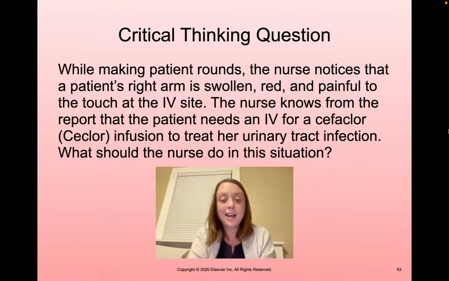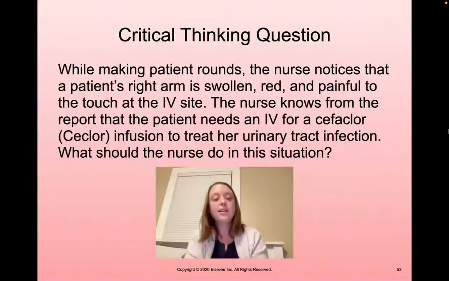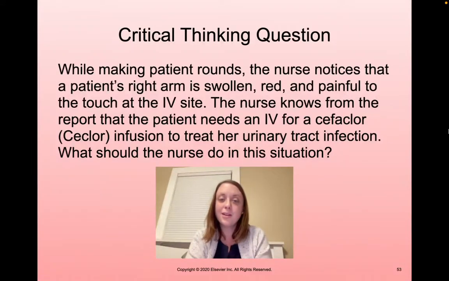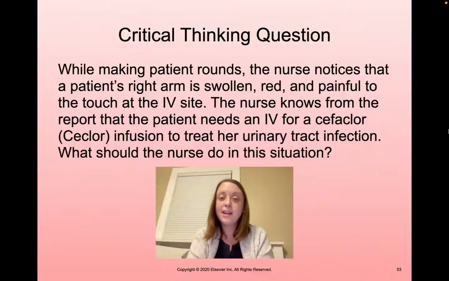So, anytime we see that something is going wrong with an IV, we do need to take care of it promptly. In this situation, when the arm is getting swollen, red, and painful, that's a sign that there might be some infection starting to brew in that vein. So it's important here that that IV come out and a new IV be placed elsewhere. It's also helpful to take that arm and elevate it, and even to put cold compresses on the area because that can help with the inflammation at the site.